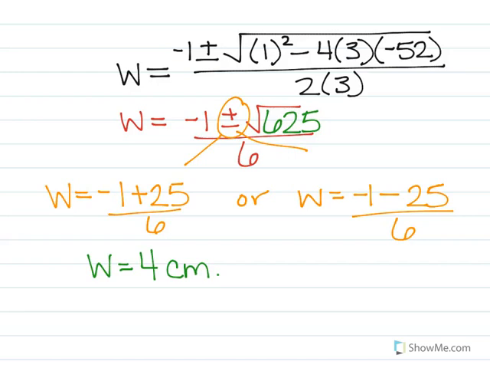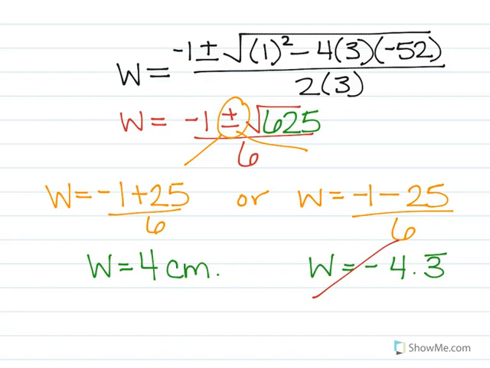Negative 1 minus 25 will be negative 26. Negative 26 divided by 6 gives us a negative answer of 4.3 repeating. However, whenever you're dealing with length and width, you never want a negative answer because it doesn't make any sense. You can't have a negative length or a width of something. So you just do one line through the equal sign because we are rejecting that negative answer.